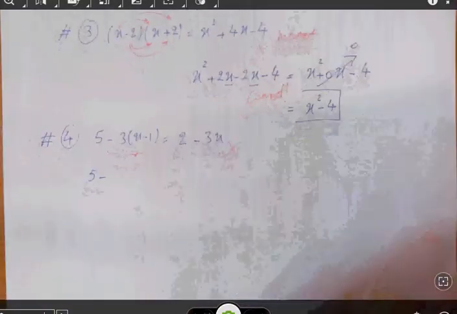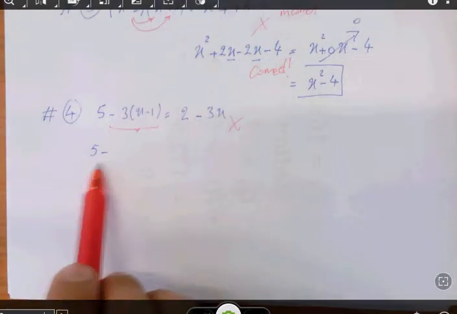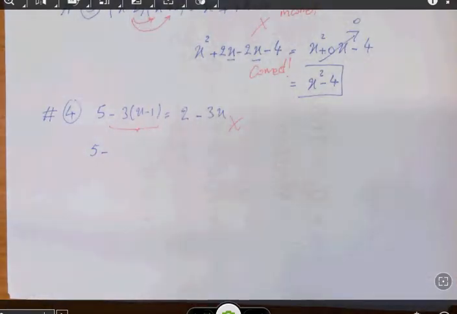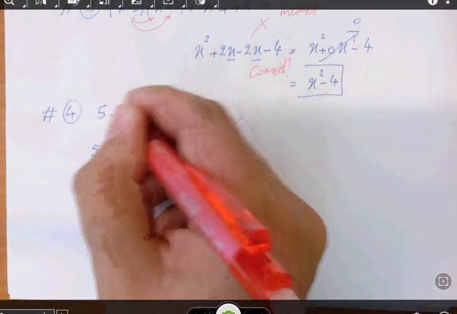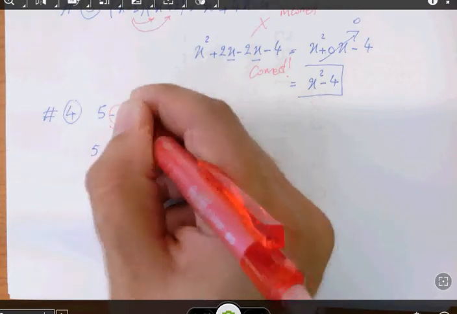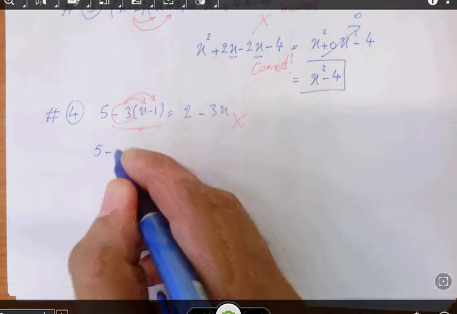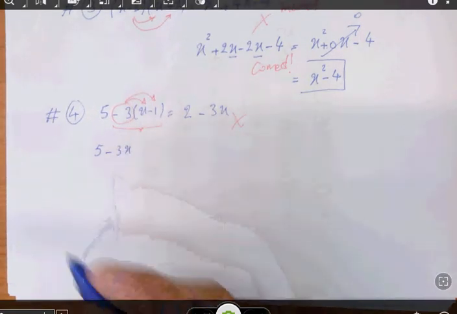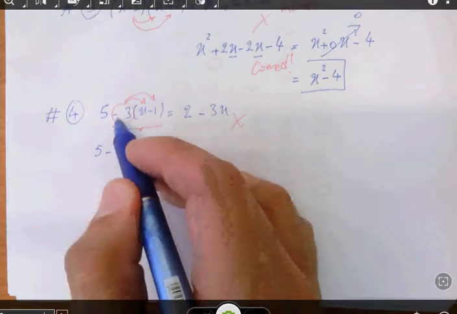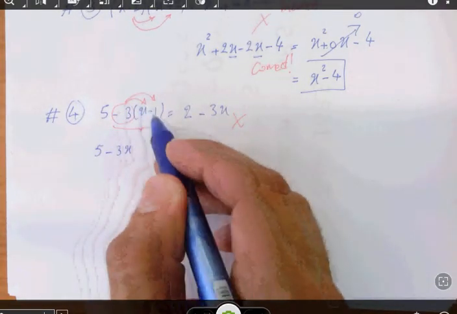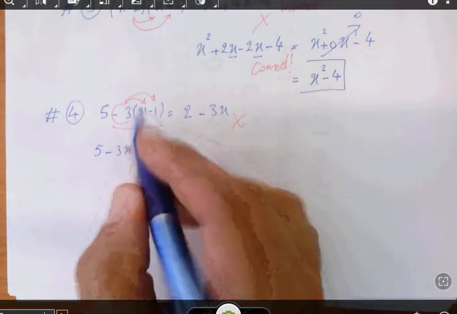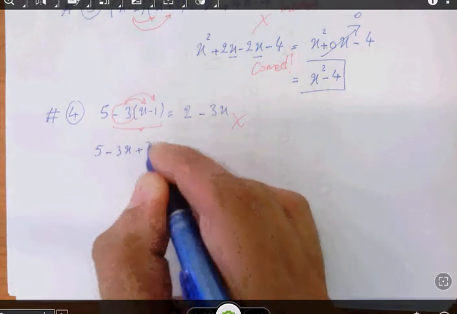So I go ahead and say, cool, I'll write 5 down there. I'm just going to leave it for now and deal with this situation right now. I'm taking negative 3x into this bracket. So negative 3 times x is negative 3x. Negative 3 times negative 1 is what? Negative times negative is a positive, and it's positive 3.